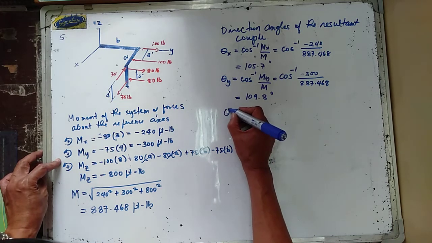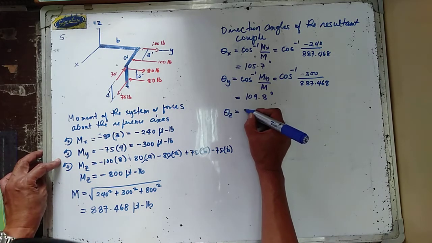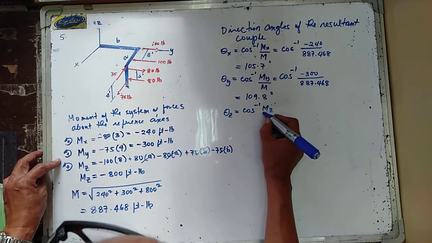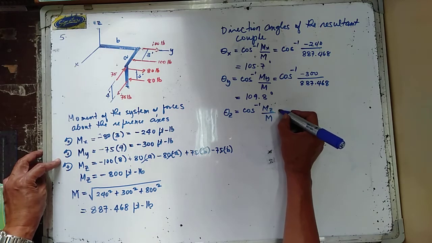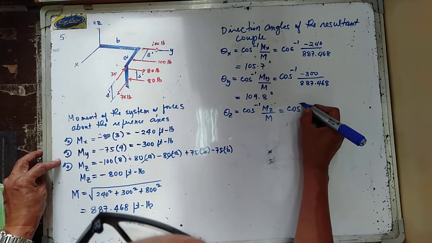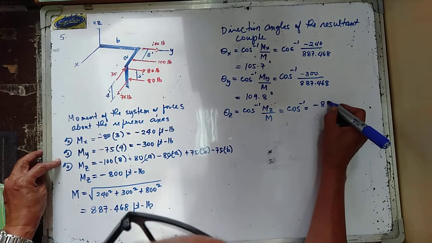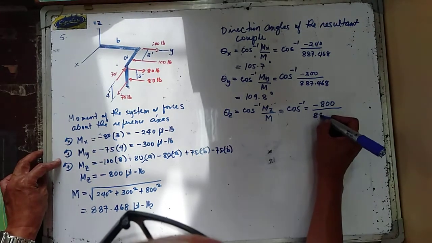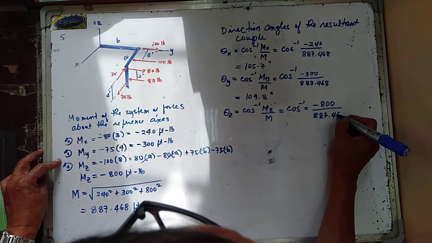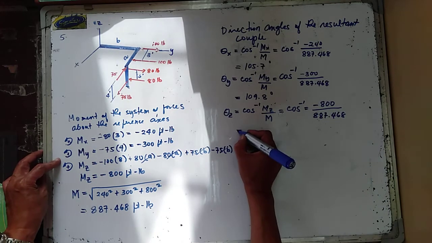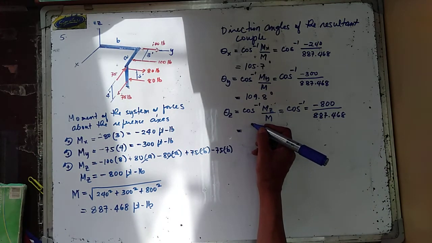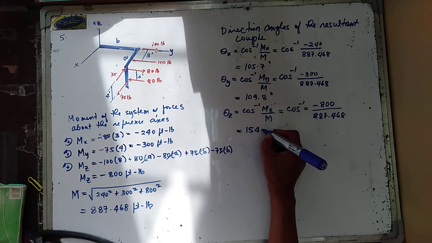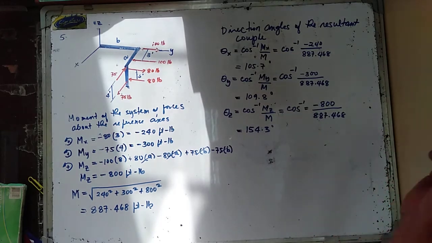109.8 degrees. And your theta z is now equal to the arc cosine of mz all over m. So this is equal to the arc cosine of negative 800 all over 887.468. So your theta z is therefore equal to 154.3 degrees.